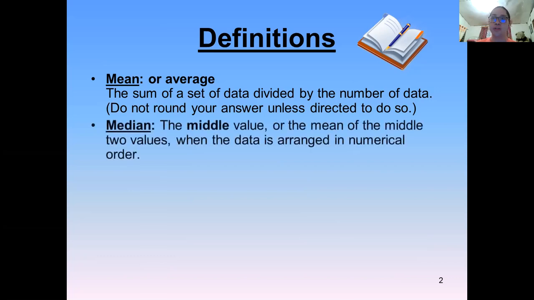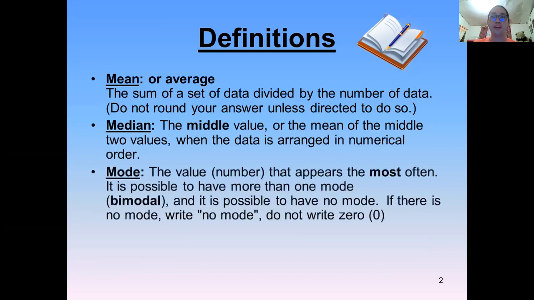Another thing under measures of central tendency, we have the median. The median is the middle value, or the mean of the middle two values, when the data is arranged in numerical order. And of course, the last statistical tool for the measures of central tendency, we have the mode. The mode is the value or number that appears most often. It is possible to have more than one mode. Take down note, we call it bimodal. And it is possible to have no mode at all.